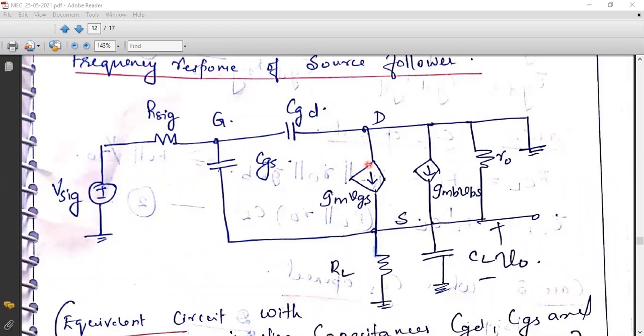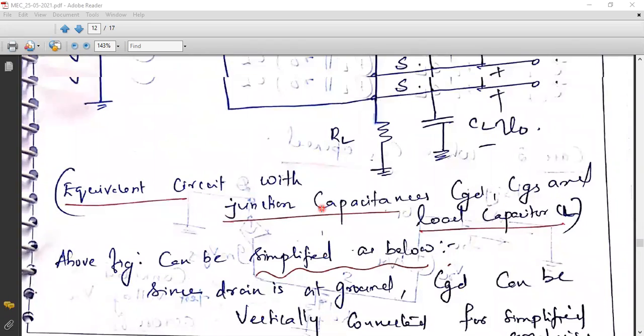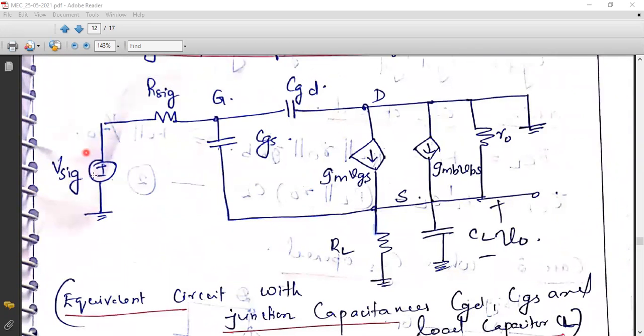By using that particular concept only, we are drawing this equivalent diagram. Otherwise, if you don't know the concept, will you be able to remember all the circuit diagrams? No, right? You should know what things you need to consider while drawing the equivalent diagram. Should we consider the voltage source? No. Should I consider VDD? No, right? All the capacitances have to be included. Then we take the capacitances one by one, and at that time we will not consider VSIC.